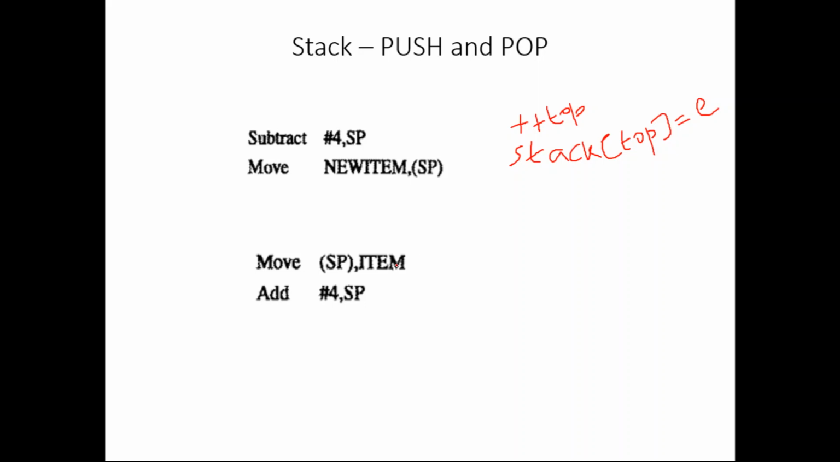Similarly for popping, whatever the element currently pointed by the top of the stack, we will take that. So element is equal to stack of top. We move the top element to a particular local variable. After doing that, we decrement the top. We will say top minus minus. The top will be decremented because the topmost element is removed.